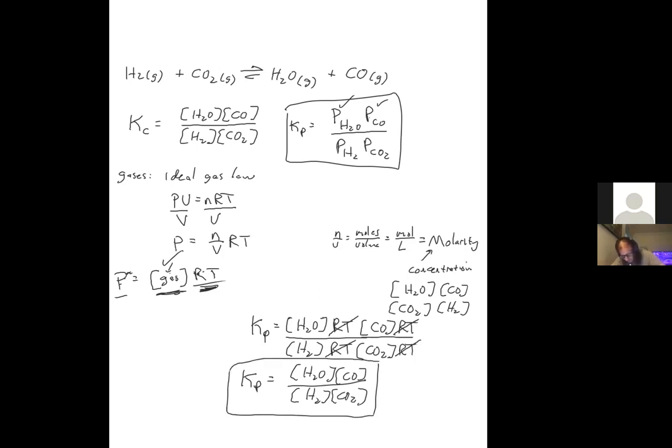So Kp equals Kc. The question says, write an equation that shows how to calculate Kc from Kp. Well, Kc equals Kp. There's your equation that will show how that works. Now, here's the thing. It doesn't always work out so nicely. Sometimes the RTs don't cancel. So I'm going to show you another example here.